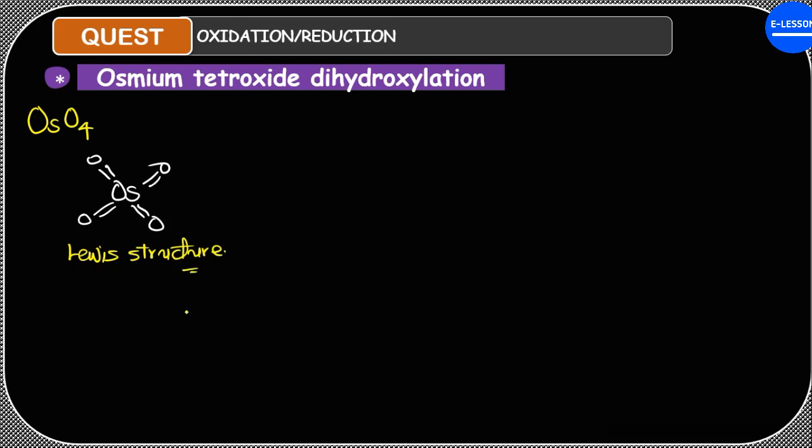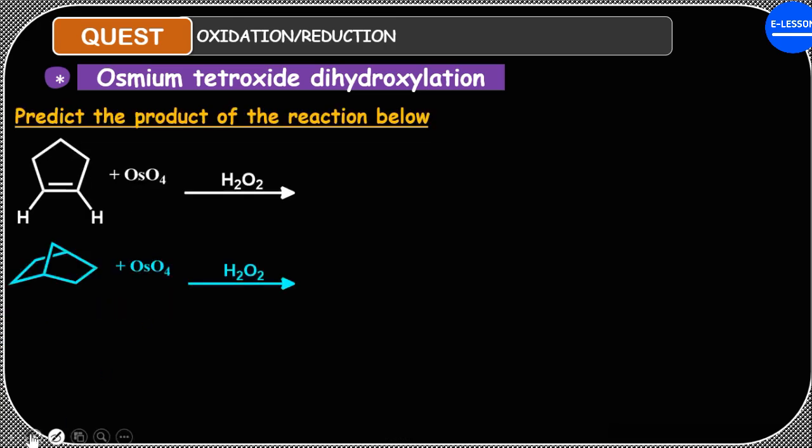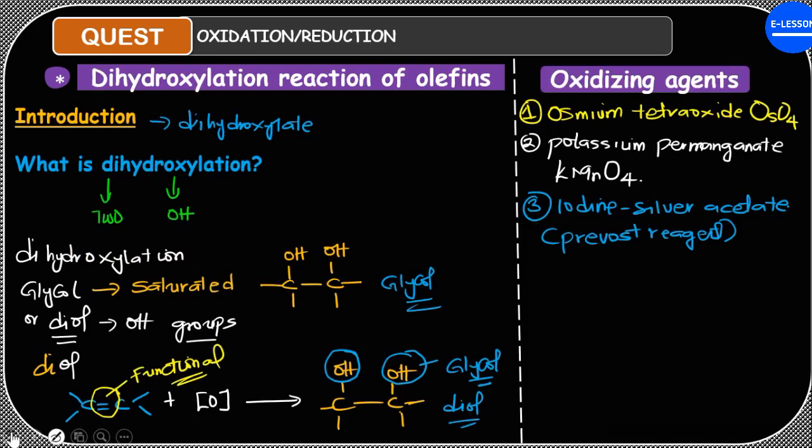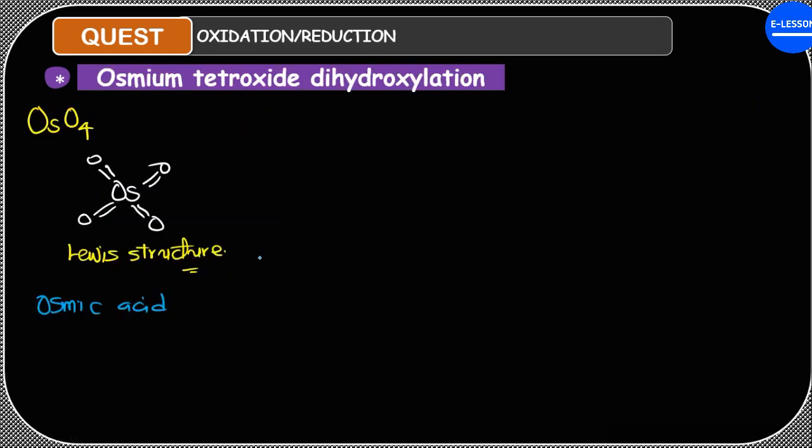Now, osmium tetraoxide, also called osmic acid. It's called osmium tetraoxide or osmic acid. It reacts with an alkene to form osmic ester. What do we mean by that statement?